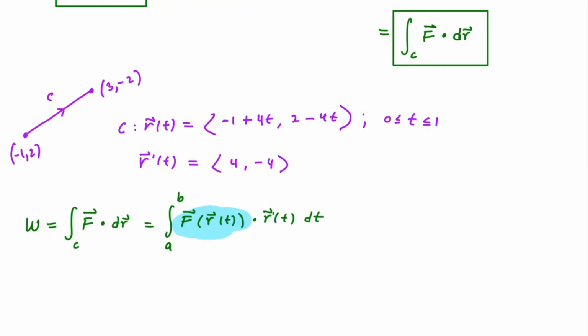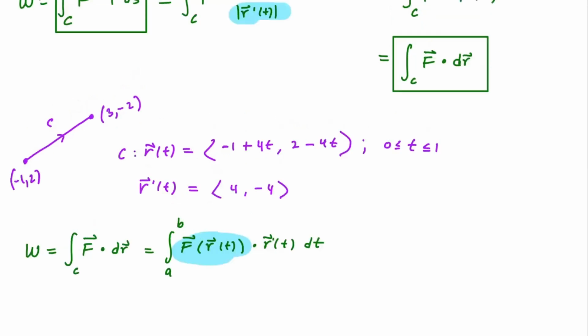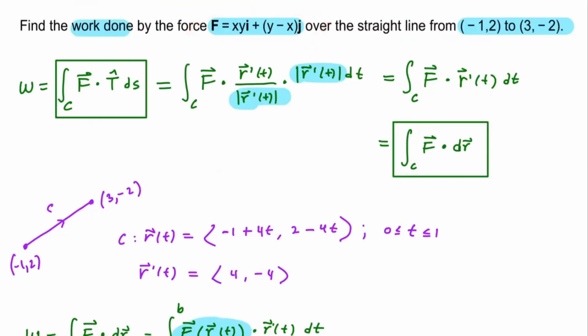So we need to find what F of r of t is. We take our field right here, and we're going to evaluate each component at our function r of t. For x, we're going to sub in this, and for y, we're going to sub in that. So let's go ahead and do that.